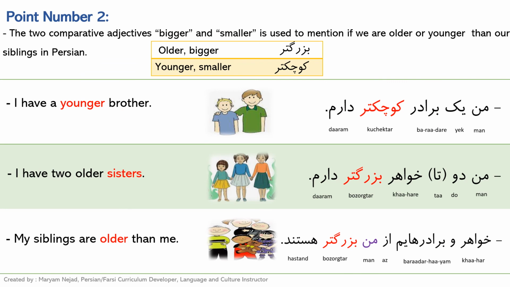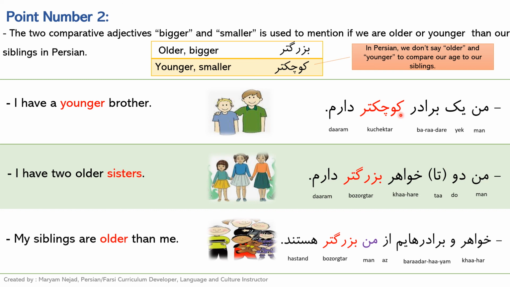A very helpful point, which is important to know, is that in Persian, when we want to compare our age to our siblings, we use the two adjectives bigger and smaller. But in English, it's common to use older and younger. For example, if I want to say I have a younger brother, literally I need to say something like I have a smaller brother. So من یک برادر کوچکتر دارم.